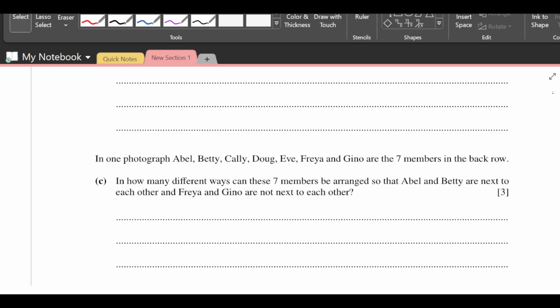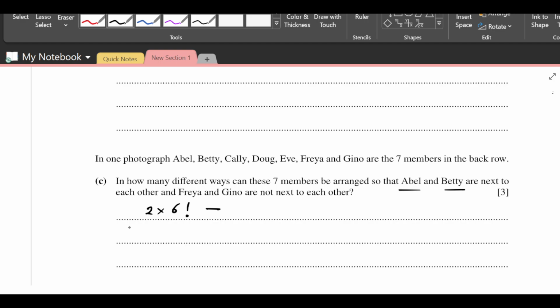So what we can do, if we consider Abel and Betty next to each other, then the total number of arrangements will be 2 times 6 factorial. Why 2 times 6 factorial? Because Abel and Betty are together, so we can consider that there are 6 members and they can arrange themselves in 6 factorial ways. But Abel and Betty can change their position. Now in this I also considered the cases when Gino is next to Freya, but I do not want that case, so I have to subtract that.